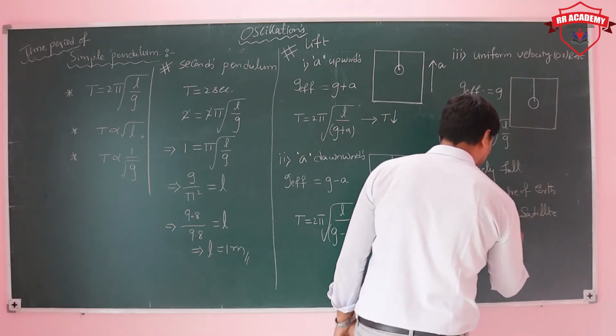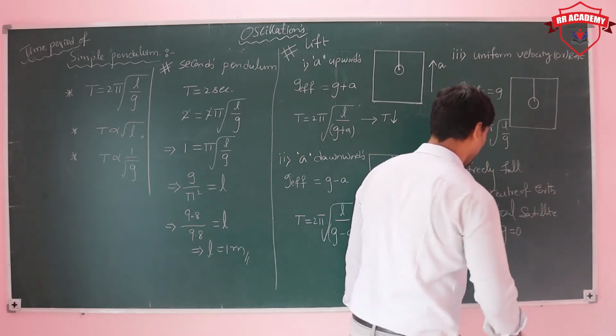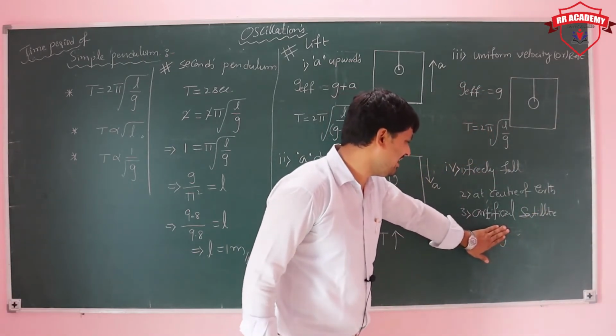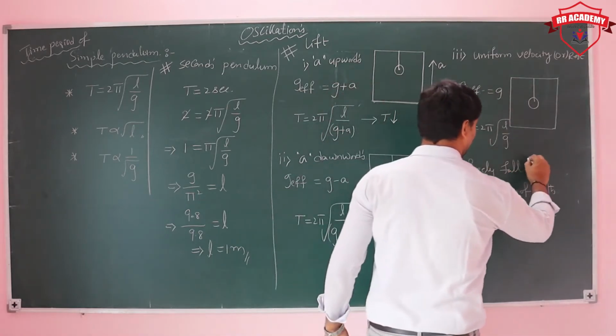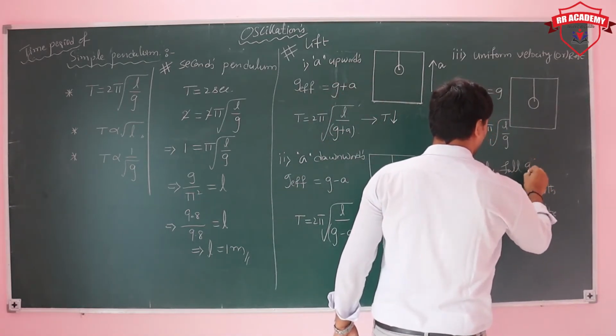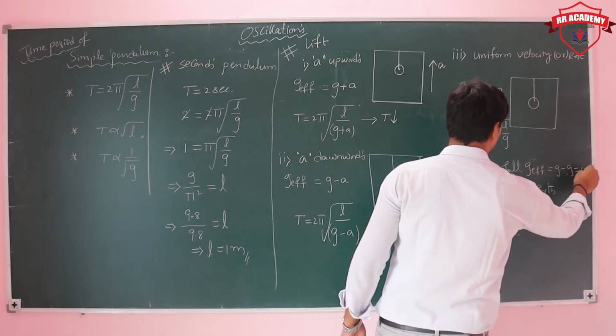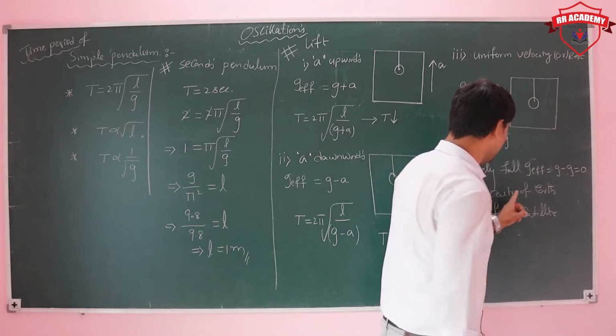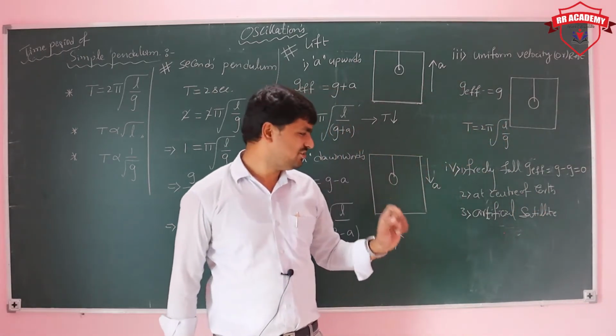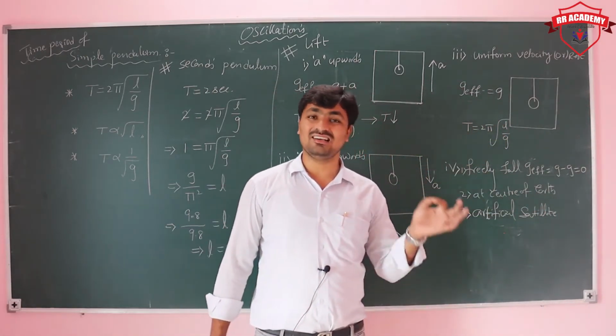In all these cases gravity is 0. Here, what is the effective gravity? Freely falling means what happened? Gravity g minus g, effective gravity will be 0. In case of the center of earth, gravity 0. In artificial satellite, gravity 0.